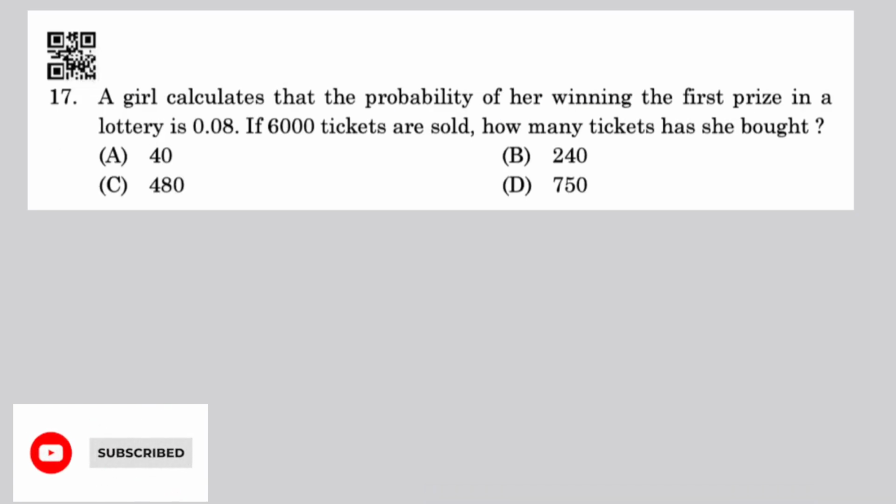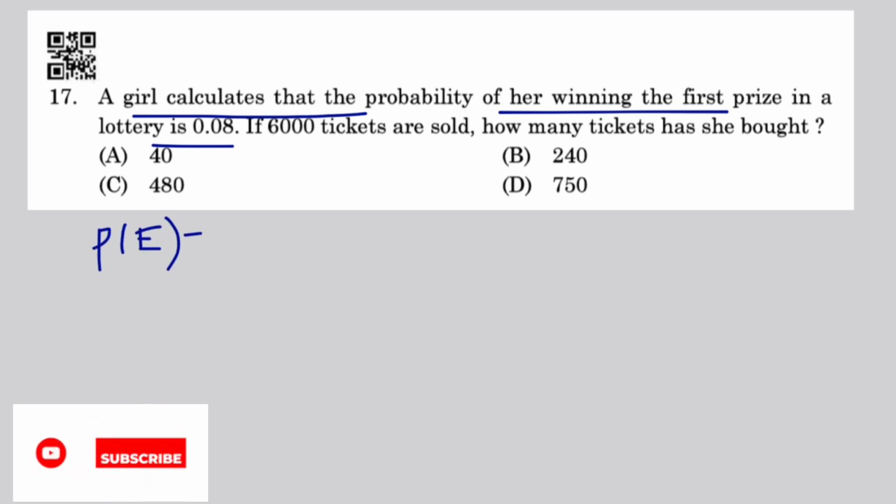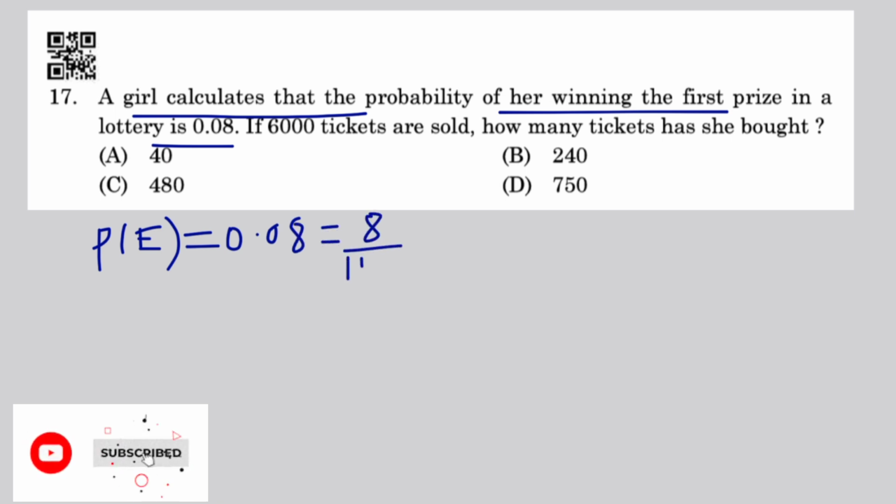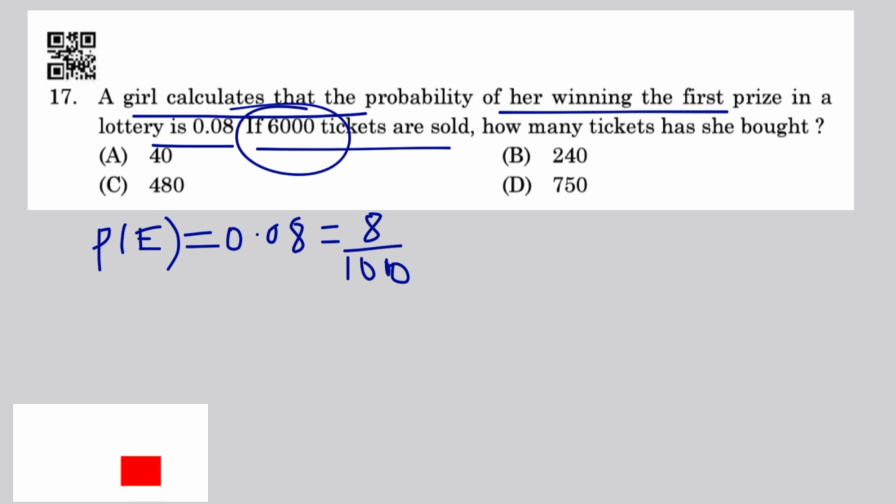Fine. So another question is given which is also related with probability. In this question we will require some mathematical calculation. A girl calculates the probability of her winning the first prize in a lottery is 0.08%. So I can say that the probability of winning the event is 0.08, or we can say 8 upon 100. The total tickets sold in that lottery event were 6,000. So how many tickets has she bought?